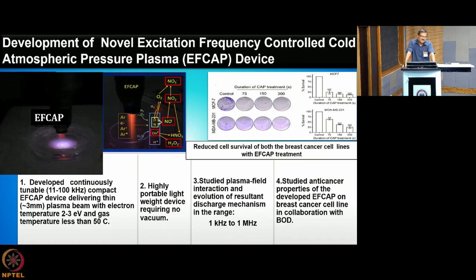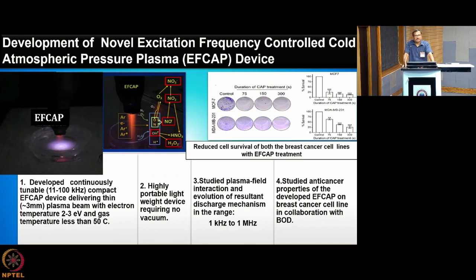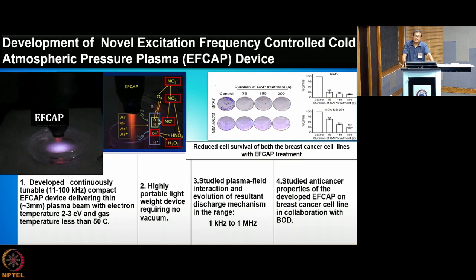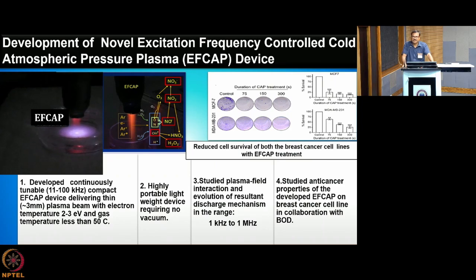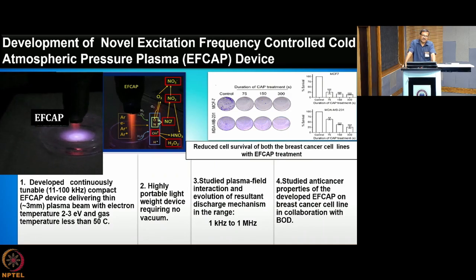But the interesting part is that it can generate all the ions and radicals which are extremely useful for biochemistry. These types of devices are very useful for biomedical applications because of the radicals they generate, and the gas temperature they offer is bearable by human cells or biological cells. One of the most beautiful applications of these devices is in cancer cell treatment.